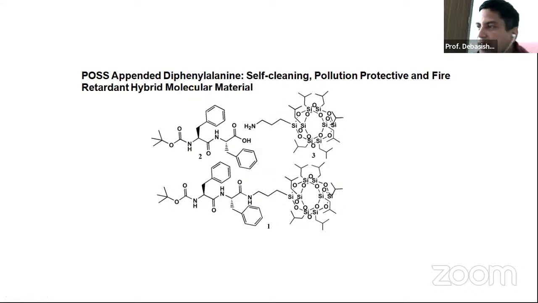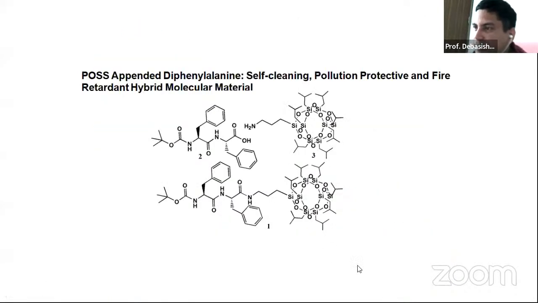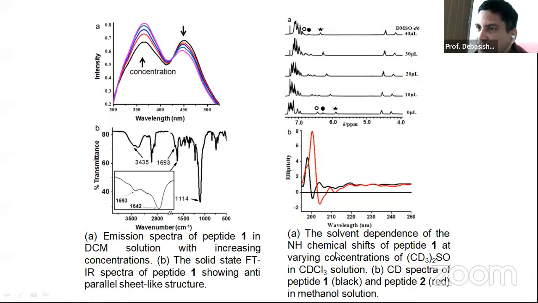So once we make the material, we have studied their self-assembly pattern because it's really a big functional group in comparison to this peptide system. And so how they will self-assemble and all this stuff. So we have studied by different spectroscopic techniques. And we figure out that actually this material forms an anti-parallel sheet-like structure. So they just self-assemble in anti-parallel sheet-like structure.